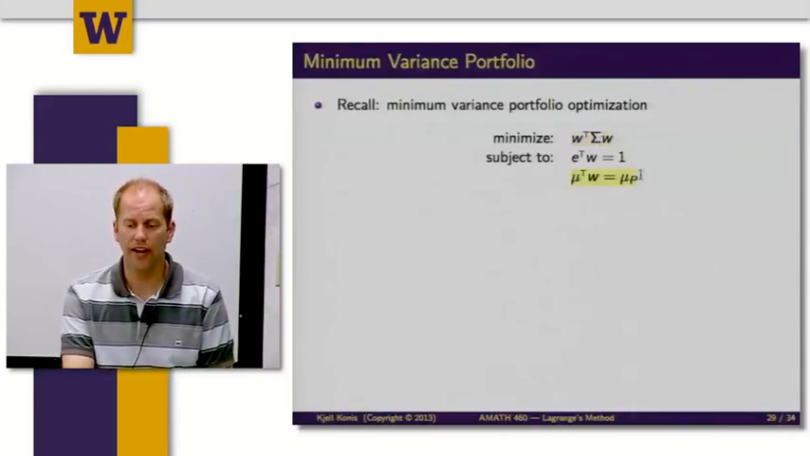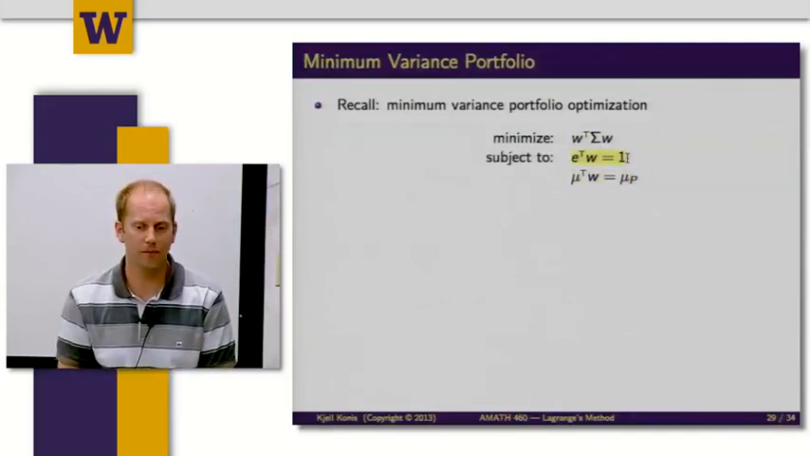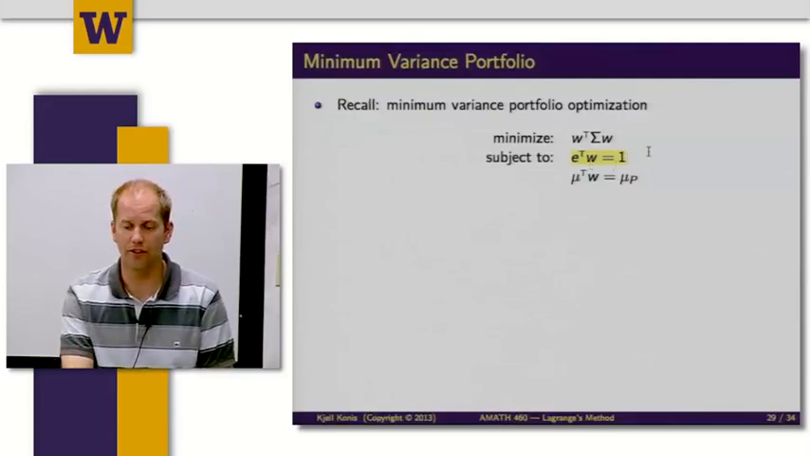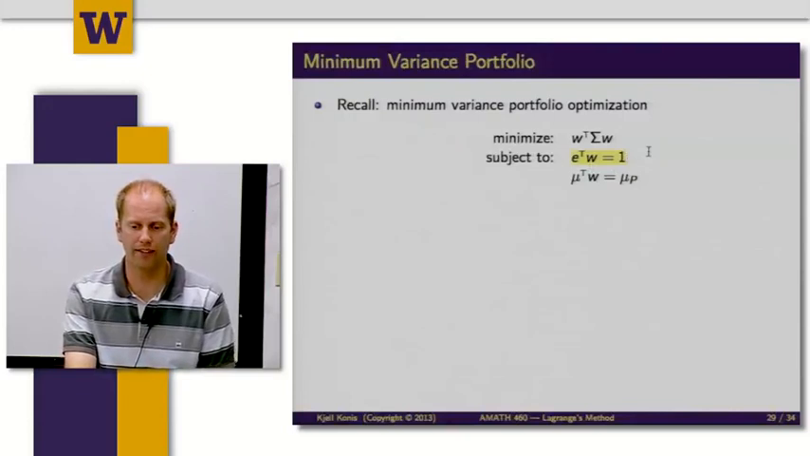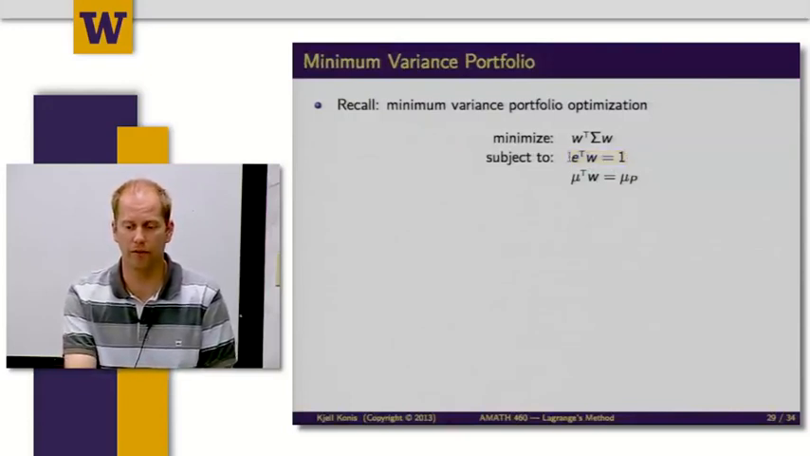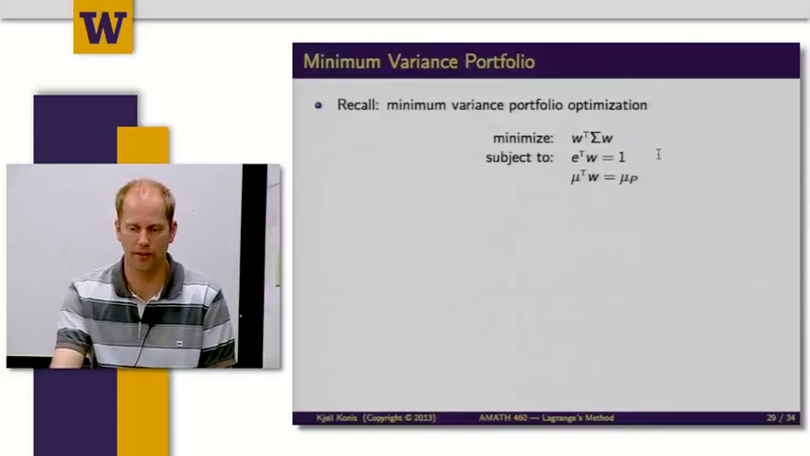One, that I hit my target rate of return. And two, this is a more realistic condition, there's no way around it, that my money in my portfolio has to all be used up. So the proportions of my portfolio, my weights, have to all sum up to 1.